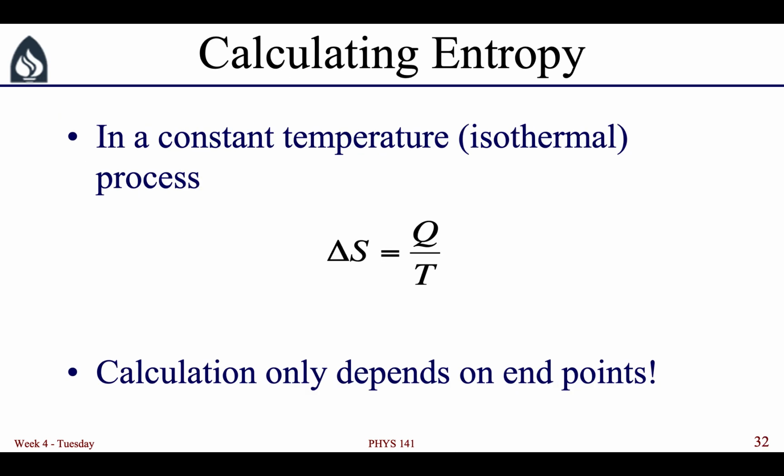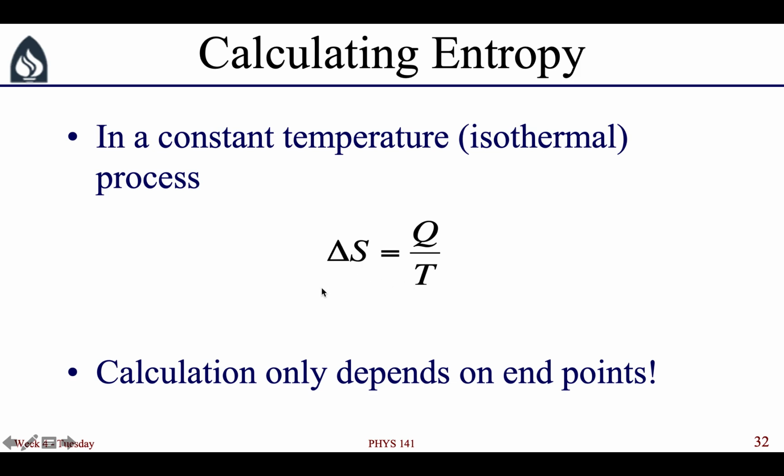So the equation that we will be using when we talk about entropy looks at the increases or decreases in entropy of a system when the temperature of that system remains constant. So if you have an isothermal process, then you can calculate the change in entropy of that process using this expression. It's the heat that enters or leaves the system divided by that system's temperature.